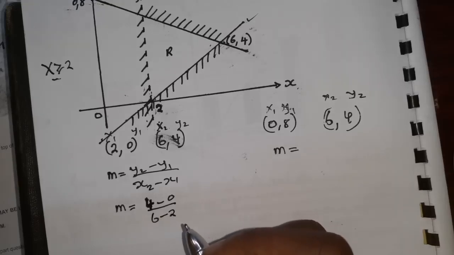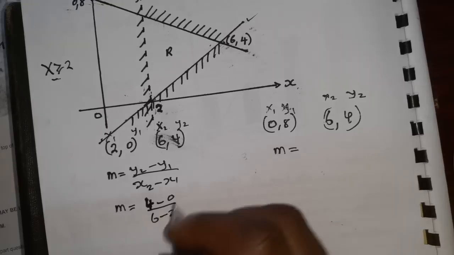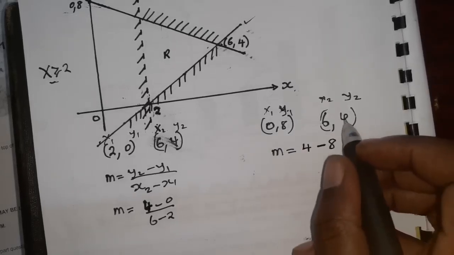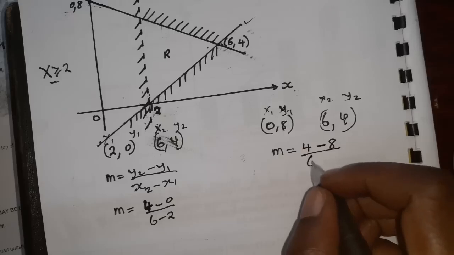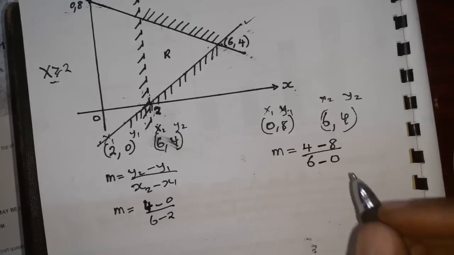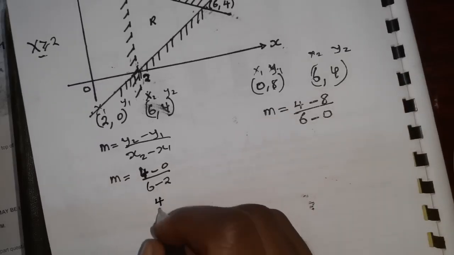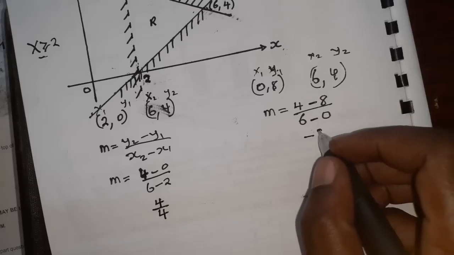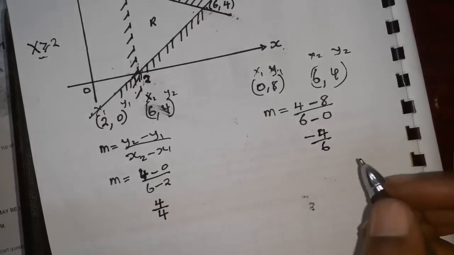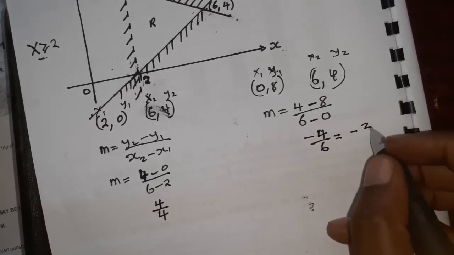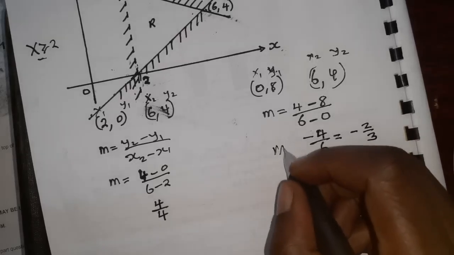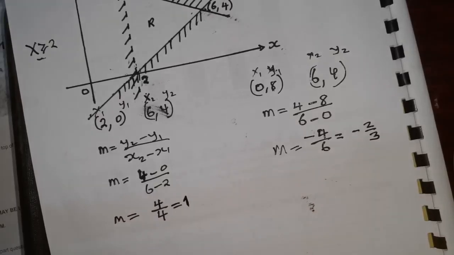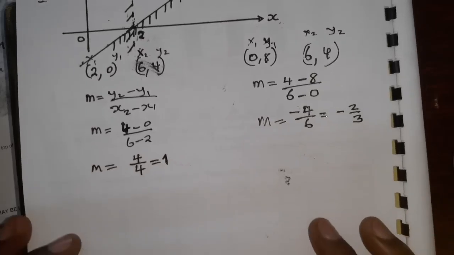All right? This side, it's going to be again 4 minus 8 over 6 minus 0. So what do we get here? Here we'll get 4 over 4. Here what are we going to get? Here we're going to get negative 4 over 6. You can simplify this one as negative 2 over 3. This is our gradient here. Then this side, our gradient is going to simplify as 1. Okay, so I'm doing them simultaneously.